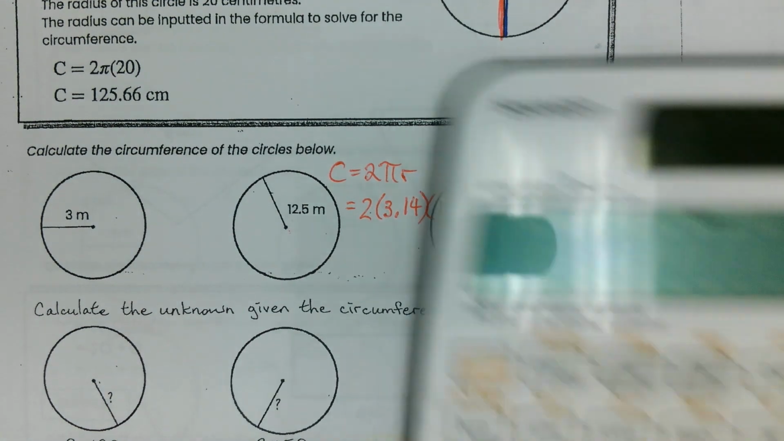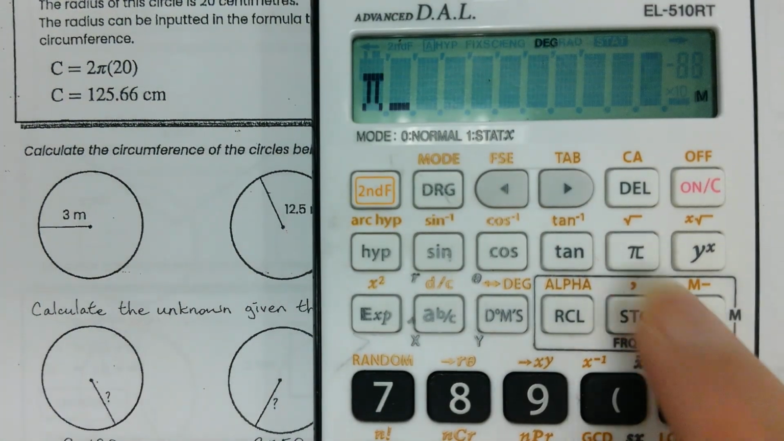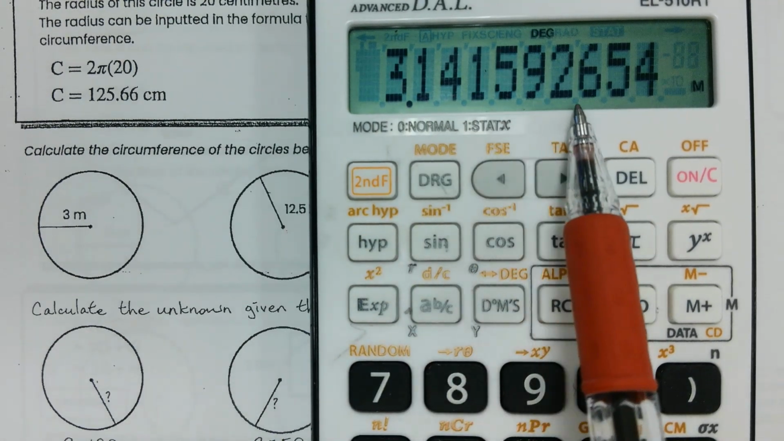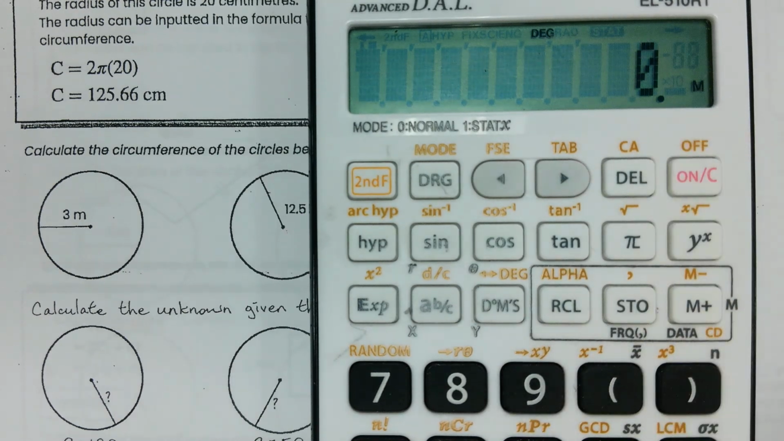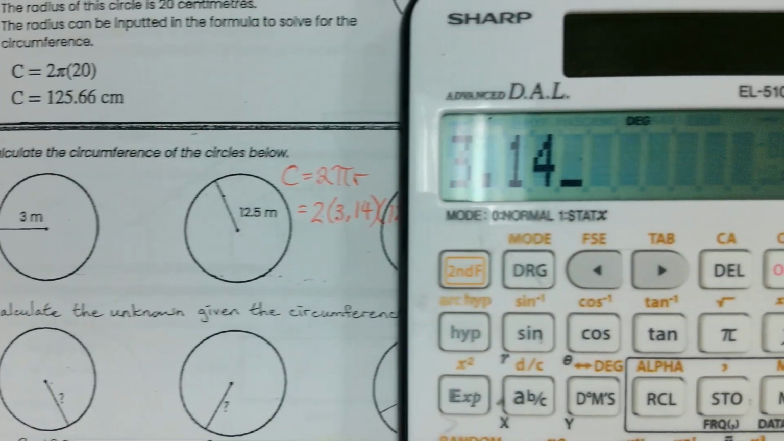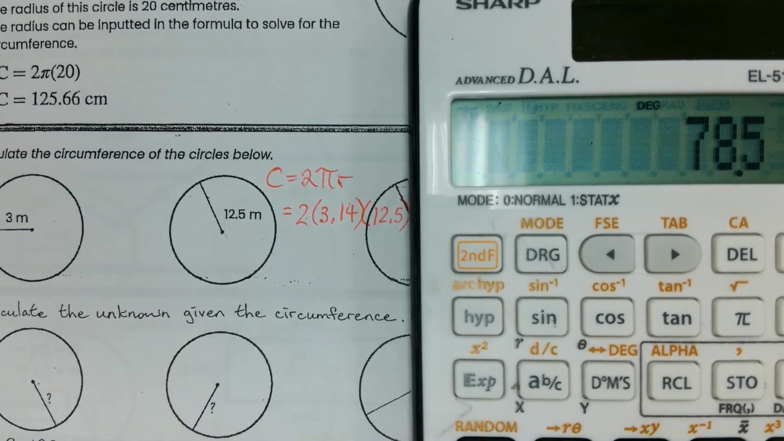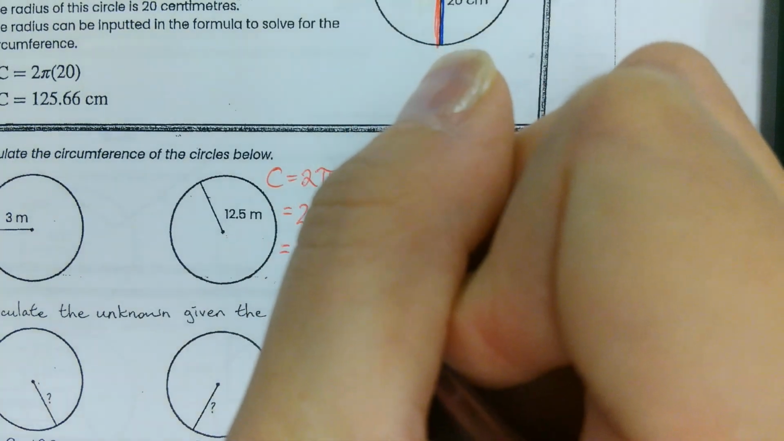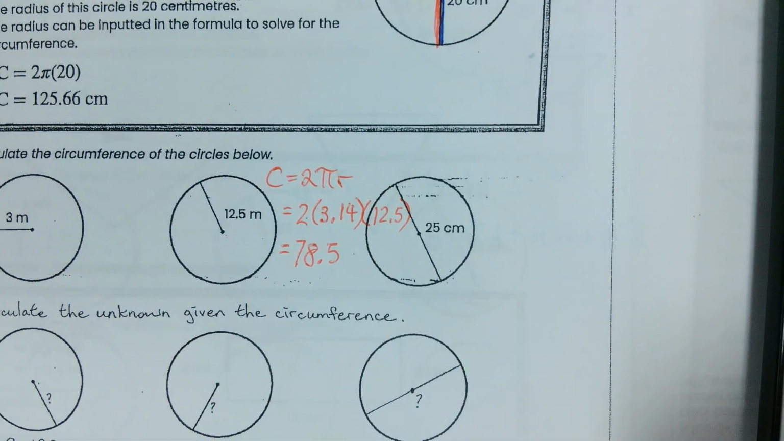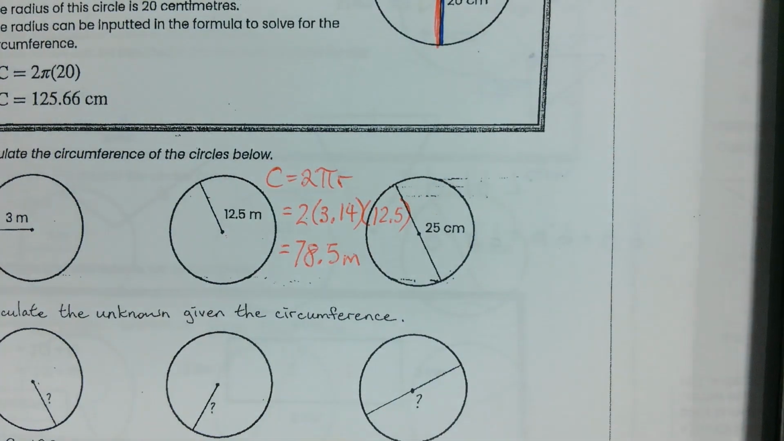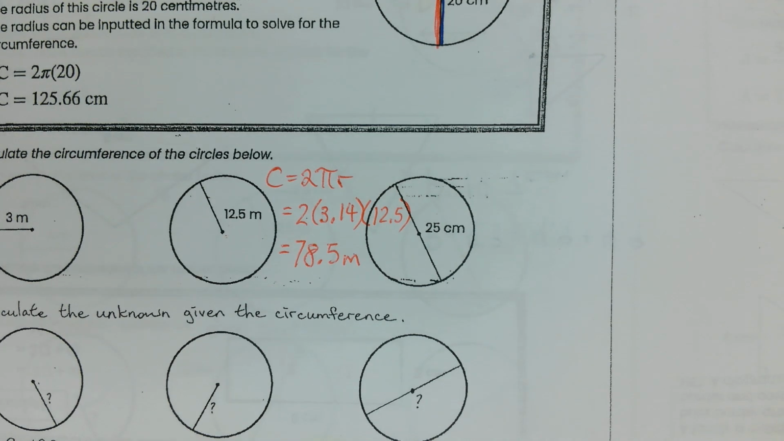On your calculator, you actually have that pi button. If you want to be fancy, you can do pi, and it's 3.141592654. But to keep you from going insane, we can just use 3.14. Okay, so 3.14 times 12.5 times 2 is 78.5. What's my unit? Meter. Remember, it's still perimeter, so it's meter.